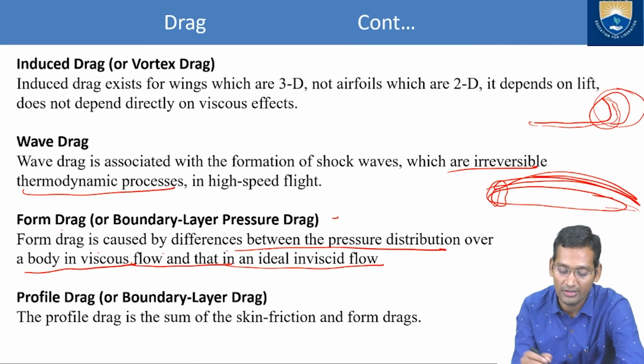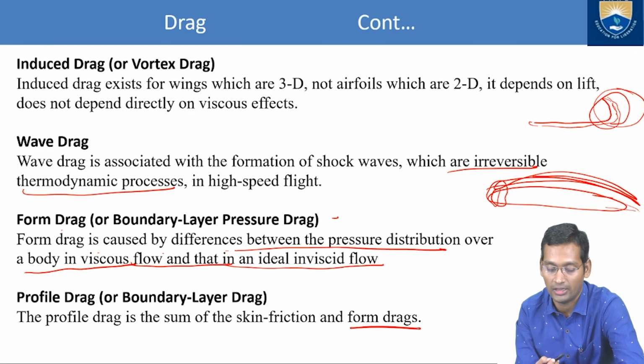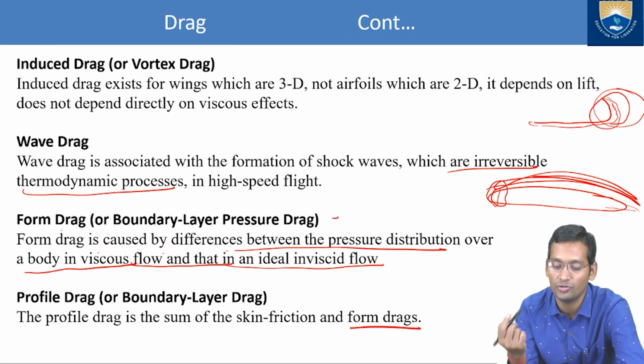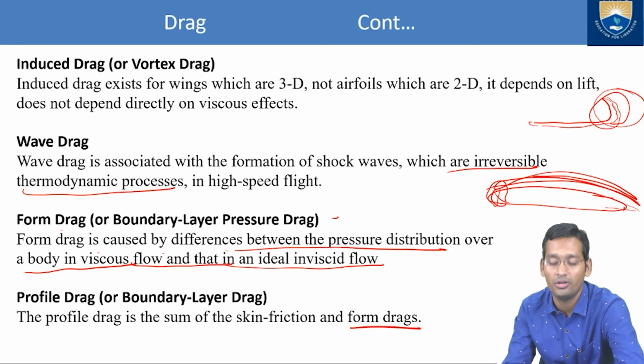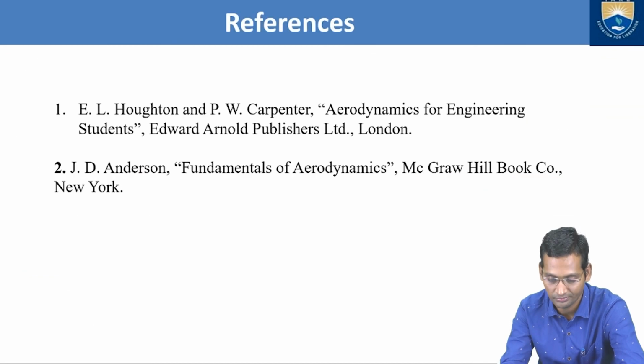Next is profile drag. It's the sum of skin friction drag and form drag. Already we have seen that skin friction drag is because of the skin, and form drag is whatever drag is produced because of the pressure difference.